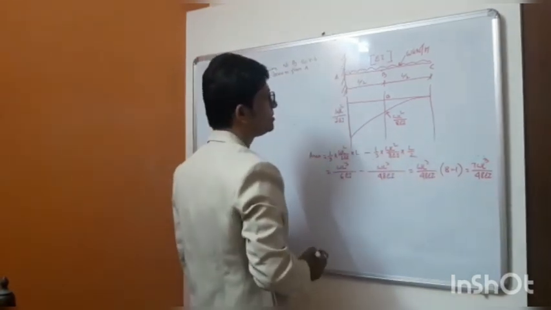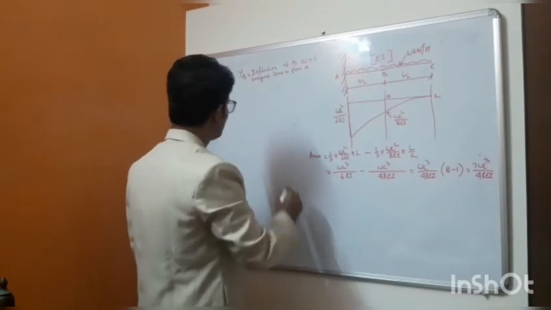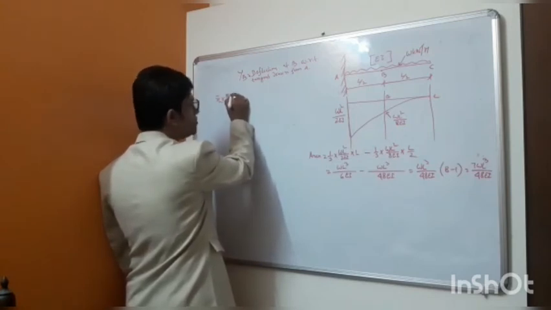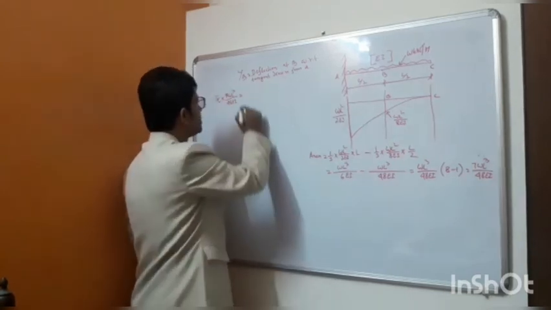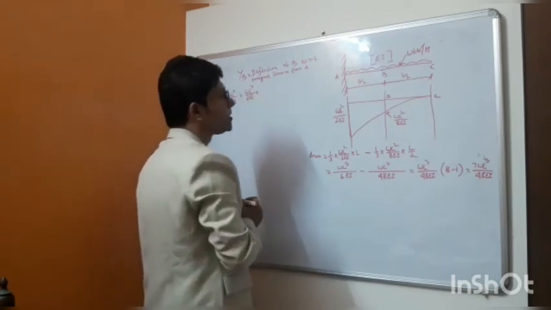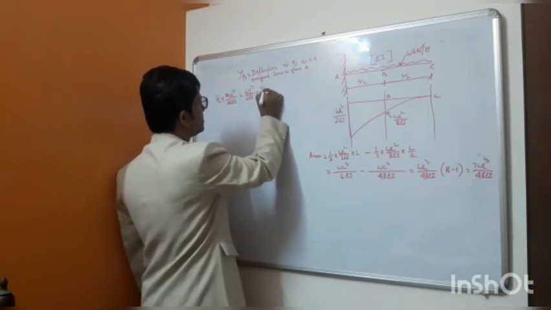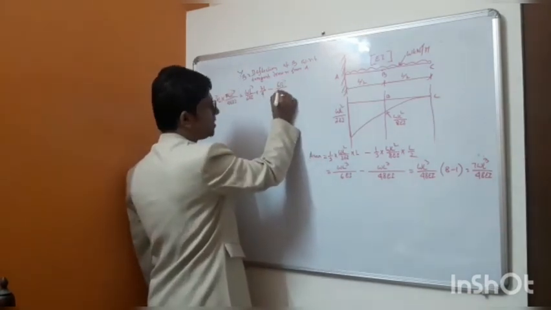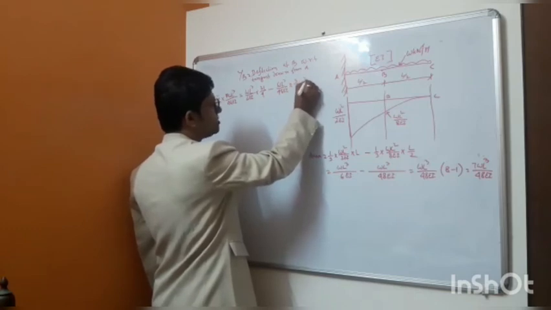Now let us consider x bar from the point C. So x bar into 7 WL cube by 48 EI be equal to WL cube by 6 EI into 3L by 4 minus WL cube by 48 EI into 3 by 4 into L by 2.